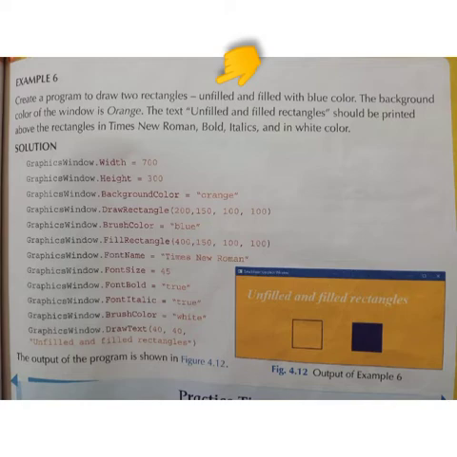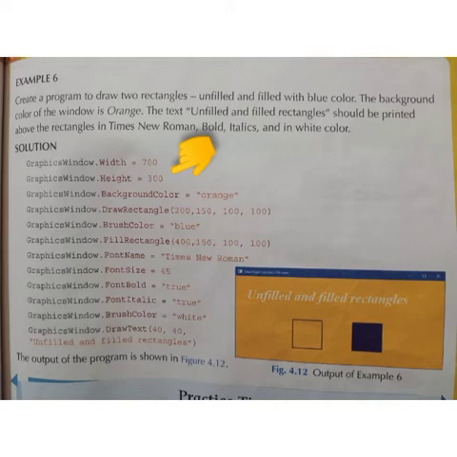But in this program, we are going to write one statement as well as draw two rectangles. One is unfilled, and another one is filled with a blue color. So see the program here. Graphics window dot width is equal to 700, graphics window dot height is equal to 300. We should mention width and height in every program. So here I mentioned 700, 300.